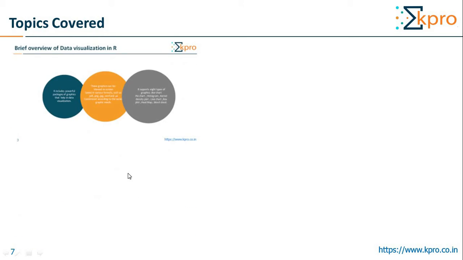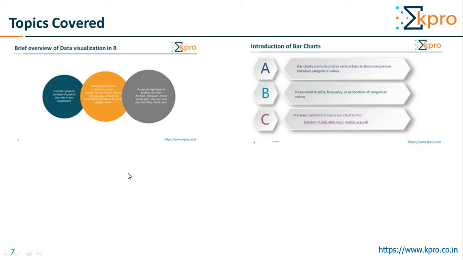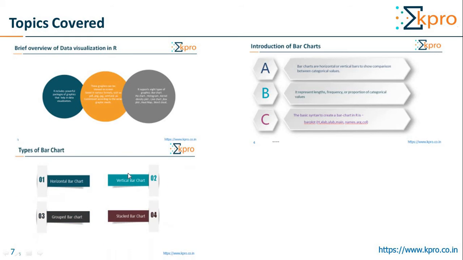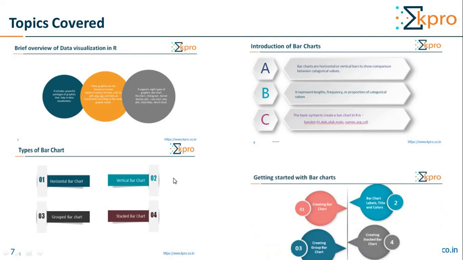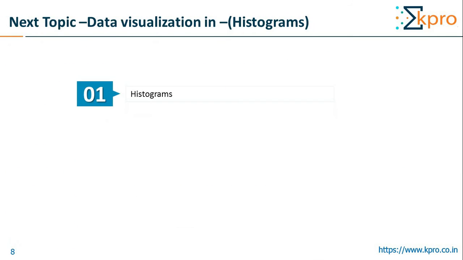Now let us have a quick look at the topics which we have covered in today's session. We started with a basic overview of data visualization in R. Then we understood the basic concept of bar charts and the functions which are used in R to create a bar chart. Then we learned about the different types of bar charts and the difference between them. And at the end, we demonstrated how to create a bar chart, how to add labels, title and colors to the bar chart, and also how to create grouped and stacked bar charts. That's all for today's session. In the next session, we are going to learn about histograms.